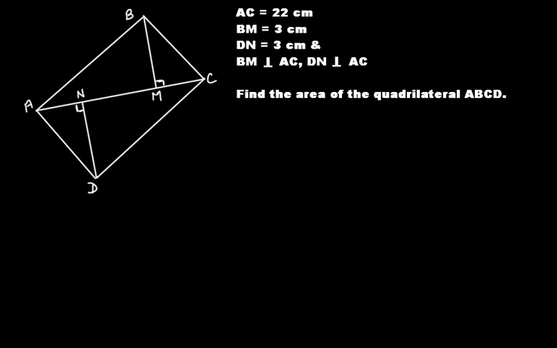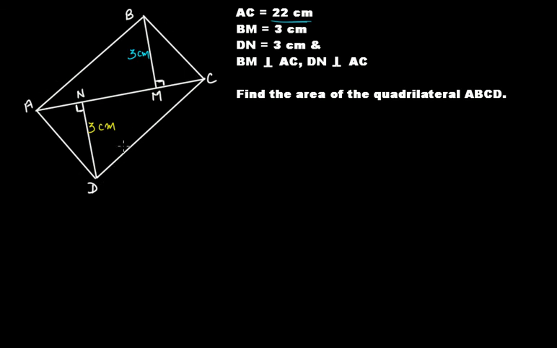This is the last problem. AC is 22 centimeter, that is from here to here. BM, that is perpendicular on this AC, is 3 centimeter. DN, that is perpendicular to AC, that's given here, is also 3 centimeter. So this is 3 centimeter and this is also 3 centimeter, and this AC is 22 centimeter. Find the area of the quadrilateral ABCD.